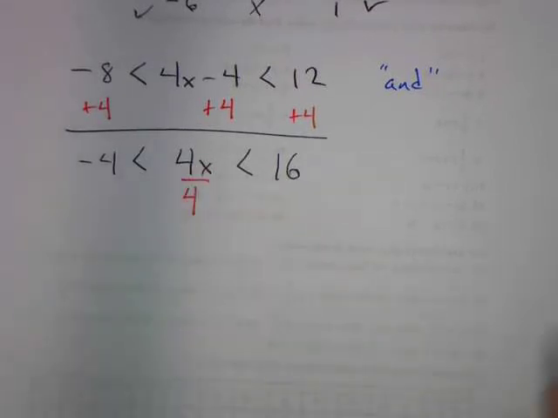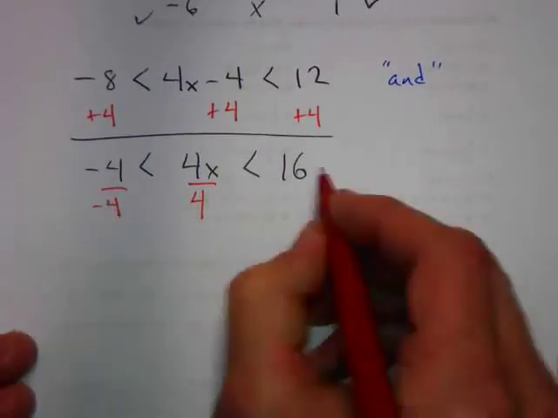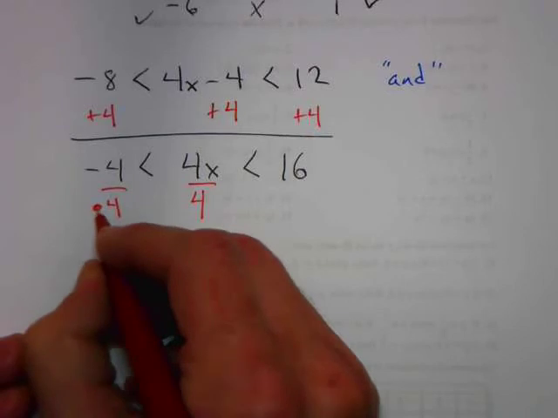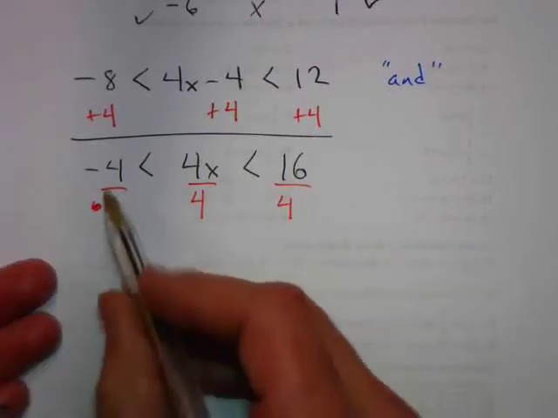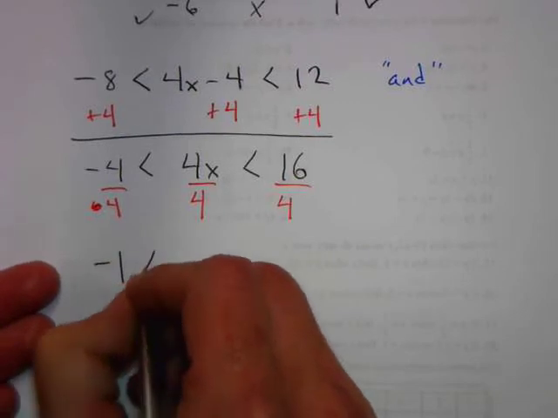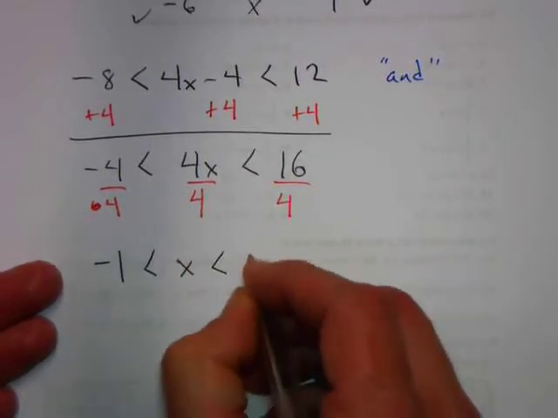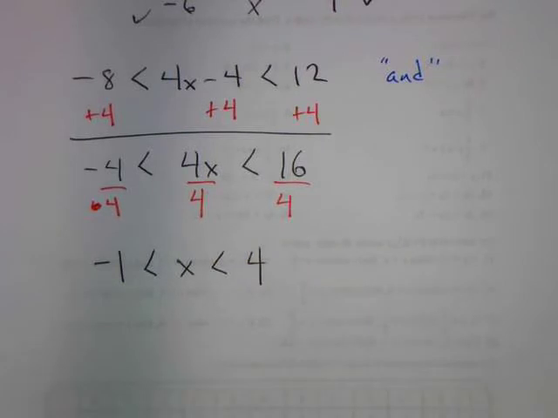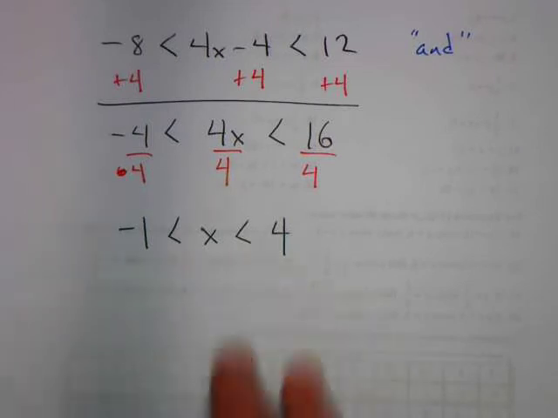And if I divide by 4 in the middle, I have to divide by 4 on the left-hand side, positive 4, and divide by 4 on the right-hand side. So on the left-hand side, negative 4 divided by 4 is negative 1. My inequality symbol stays the same. X is in the middle, and then 4 on the right-hand side. And so I have my inequality, negative 1 less than x, which is less than 4.